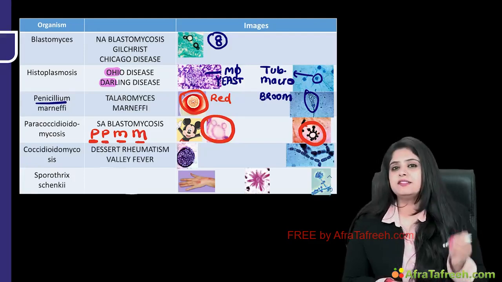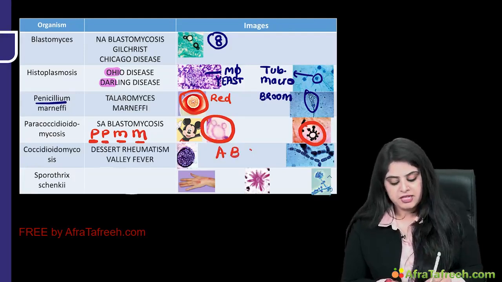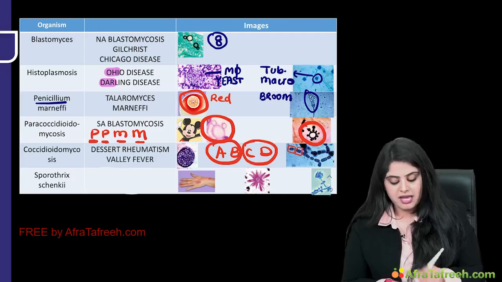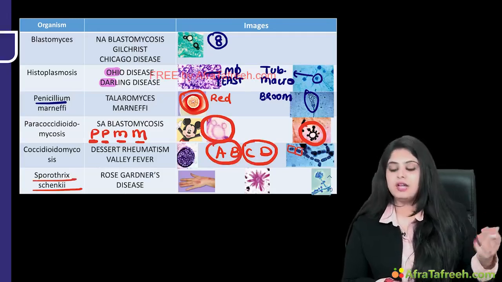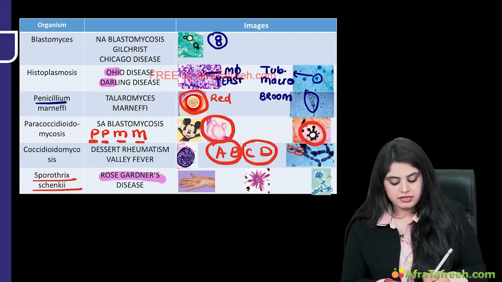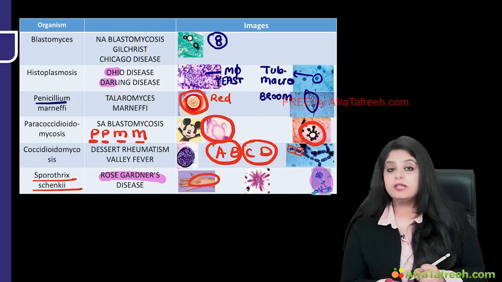Coccidioidomycosis is known as the desert California, Arizona valley fever, that is ABCD. This was known as desert rheumatism, and what does it show you? These boxes, barrel-shaped arthrospores. Finally, Sporothrix schenckii, the good rose gardener's life. So you will see a rose gardener, and apart from that, you will see that the conidia are also rosettes of conidia. How is it going to spread?